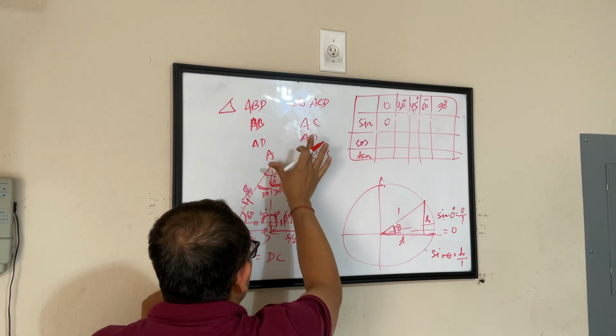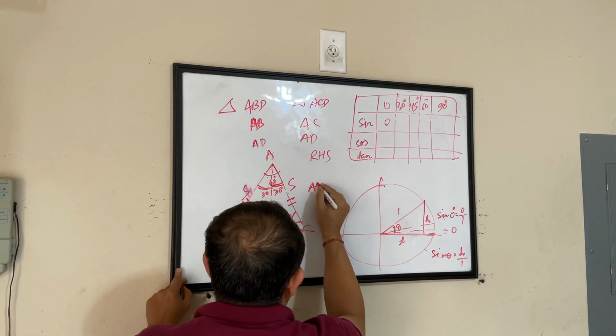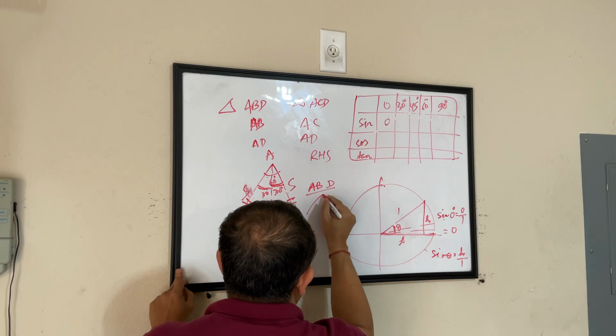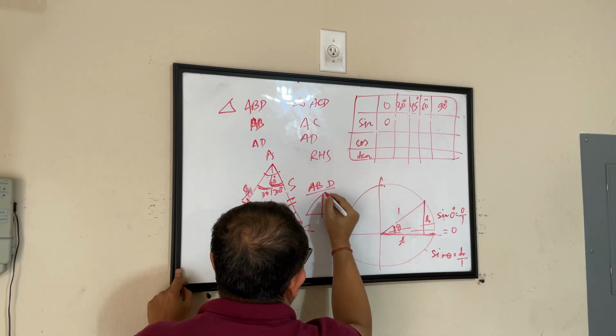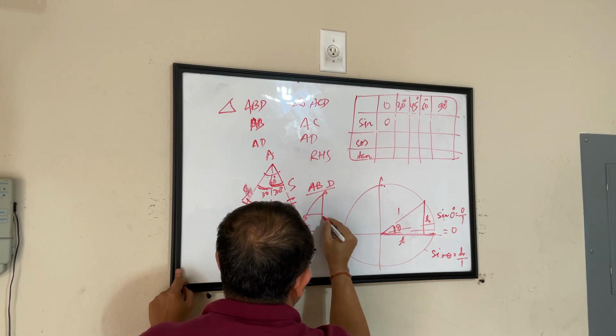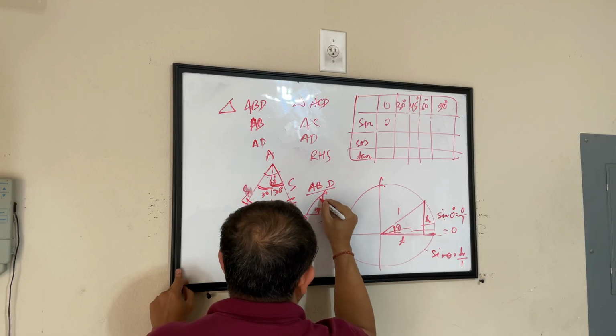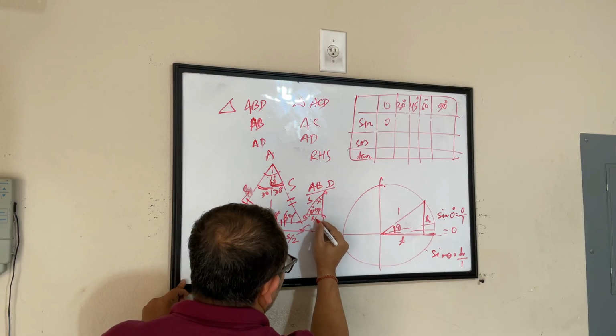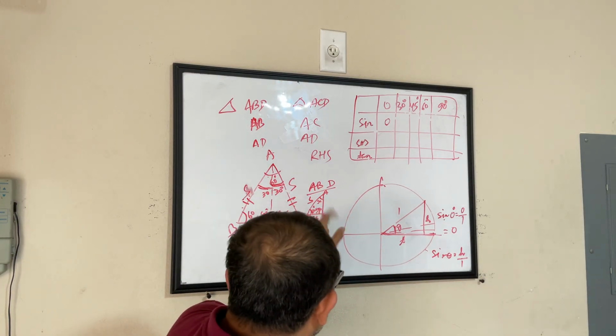So now look at, let's say, A, B and D. What we have as a situation is this. This is A, this is B and this is D. This is 90 degree, this is 30 degree and this is 60 degree. Okay? This is S and this is S by 2. Now this is a triangle.